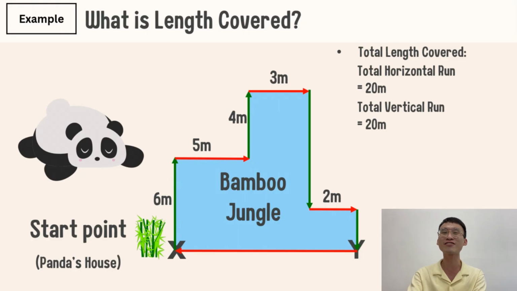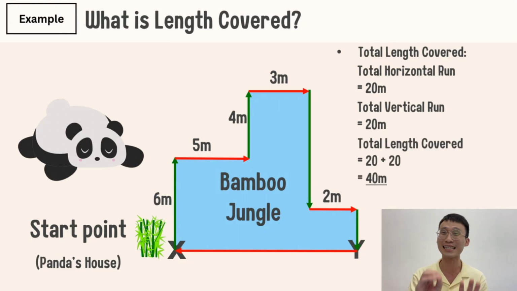So, the total length covered can be found by adding the horizontal and the vertical run together to get a total of 40 meters. Let us then observe the length covered. It outlines the entire bamboo jungle. Does this seem familiar to you? Yes, it is just like the perimeter of the bamboo jungle, the shape.